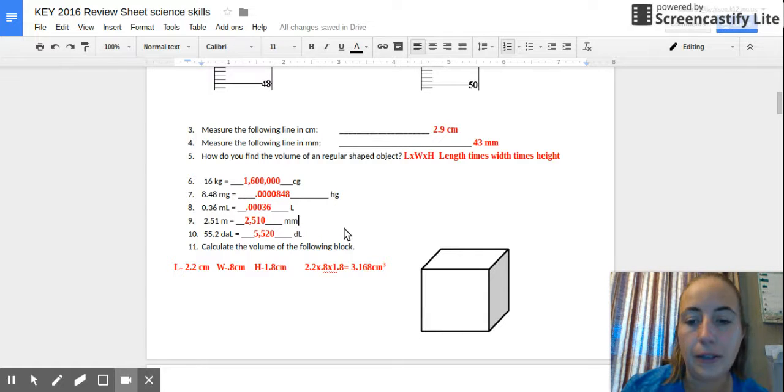Meters to millimeters. We're moving to the right. Decimal point starts right behind the 2. We're going to move 1, 2, 3. 3 to the right.